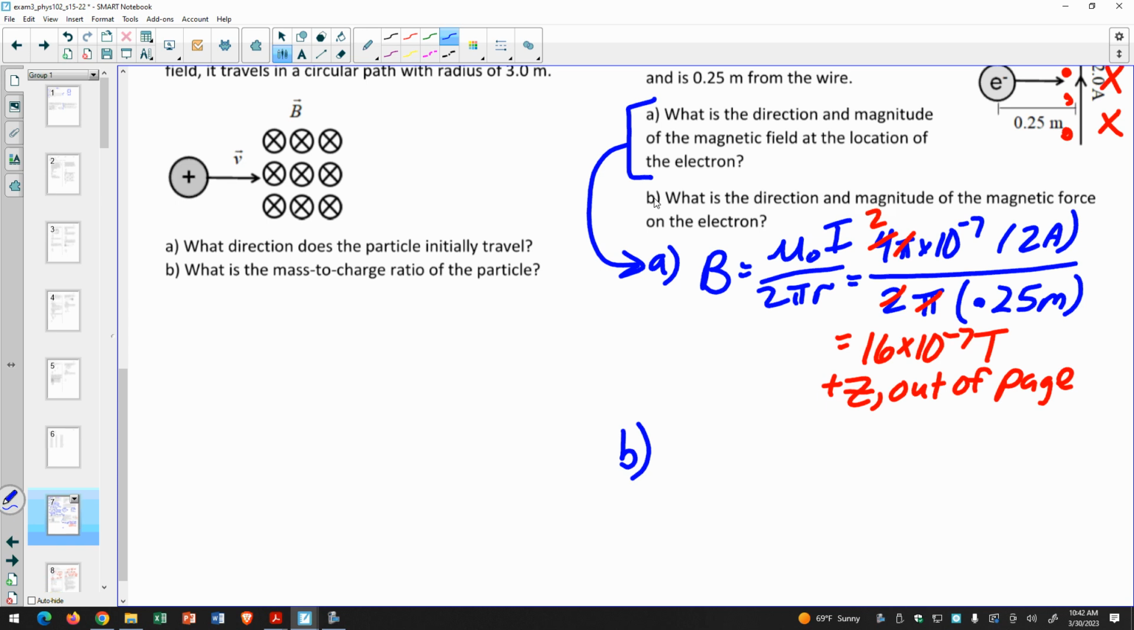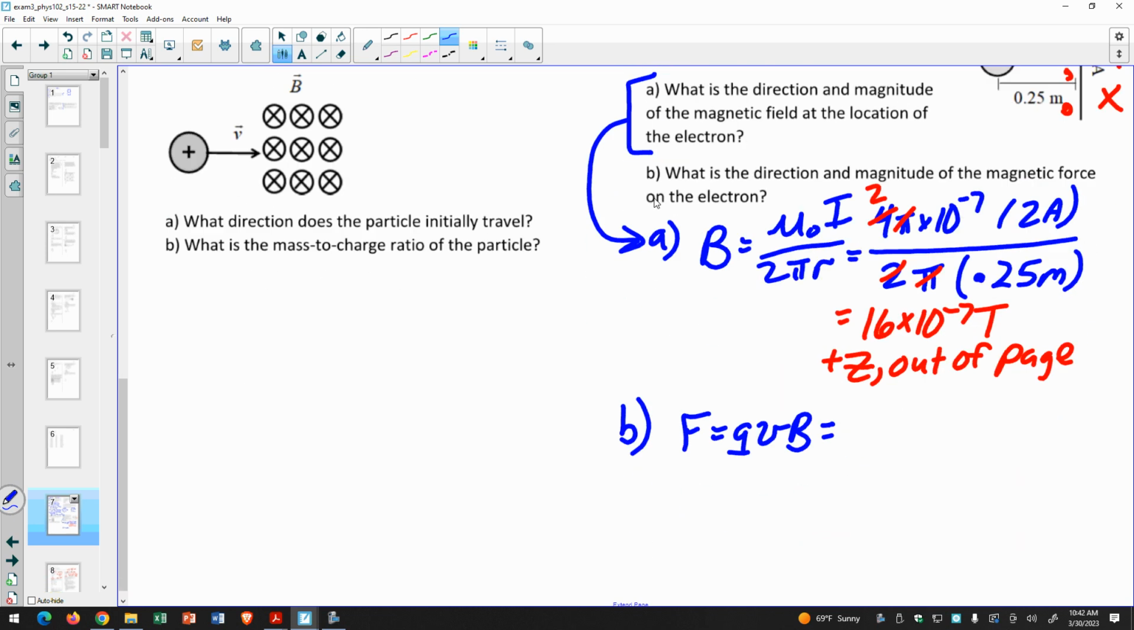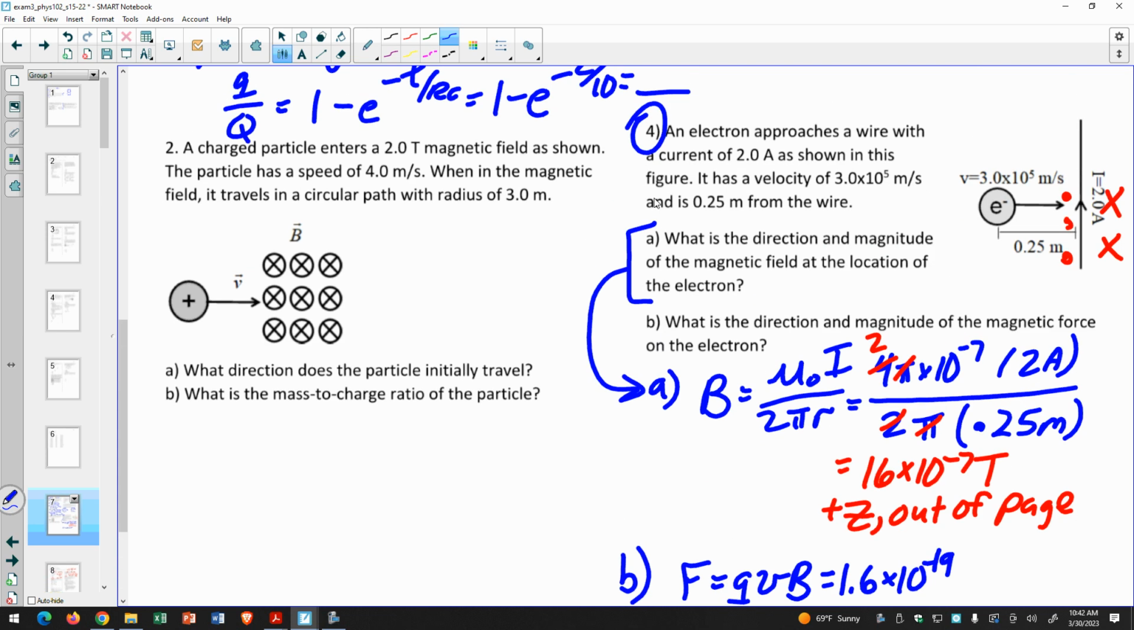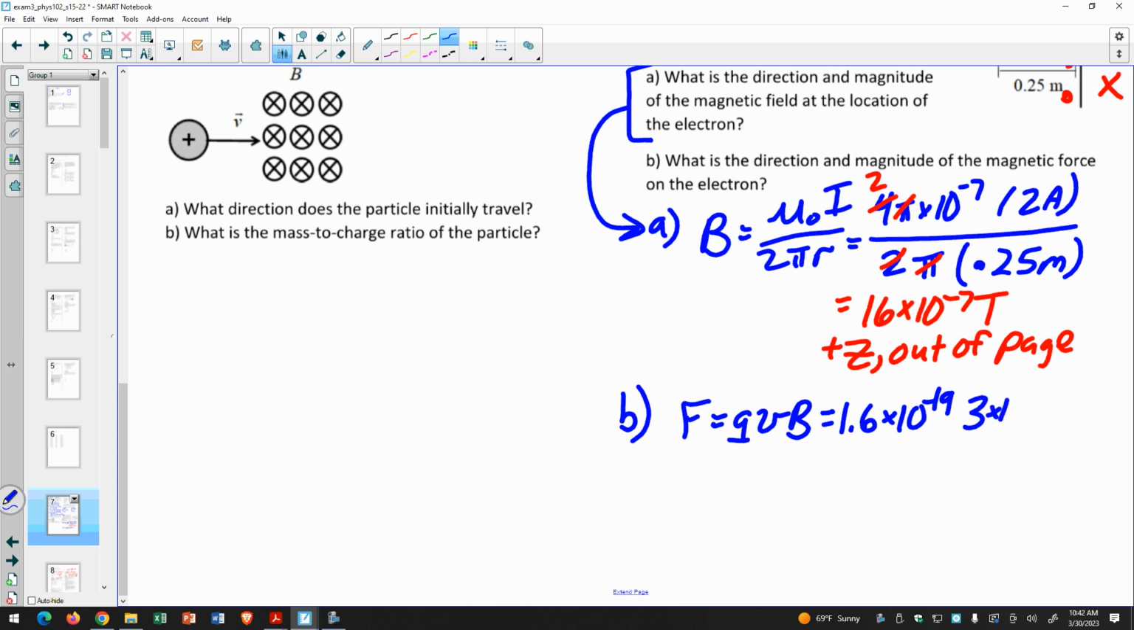So the second part is I want to find the magnetic force. The magnitude of it is just QVB. So that's going to be Q, which is the charge of an electron, 1.6 times 10 to the minus 19. V is the speed, 3 times 10 to the 5th meters per second. And then the magnetic field is 16 times 10 to the minus 7. So that gives me my force. It is whatever it is.